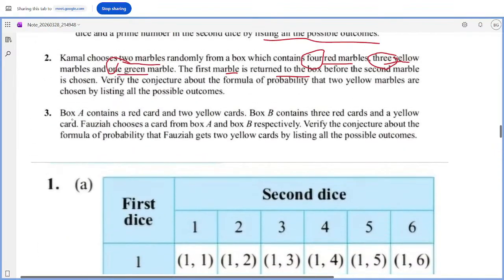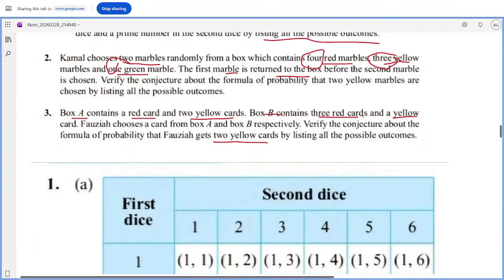Question 3. Okay, so for box A, they say got 1 red card and 2 yellow card. Box B got 3 red card and also 1 yellow card. So this person is going to choose from box A and box B respectively, and she wants to get 2 yellow card. Okay, so how to get 2 yellow card from here? Okay, you're going to choose 1 from box A and you're going to choose 1 from box B.